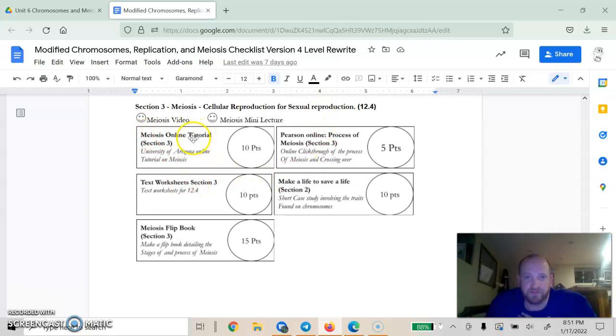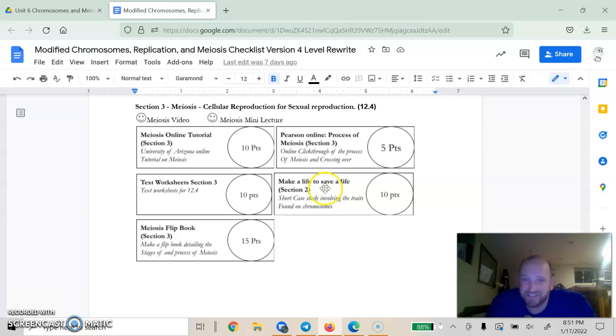So there's an online tutorial. This is actually not through the textbook. It's a different online activity. So if you hate the textbook but would like a little walkthrough, that's pretty decent. There is a Pearson Online, so something through the textbook that goes through the process of meiosis. There's textbook worksheets just for 12.4.